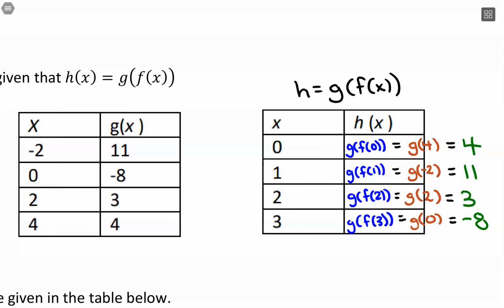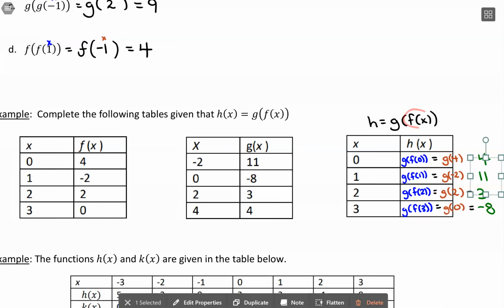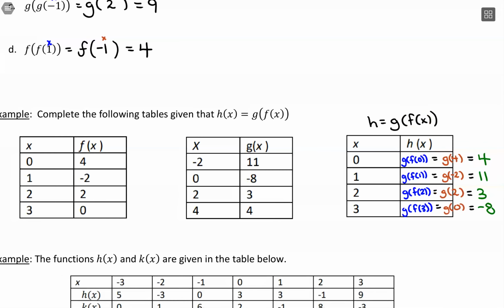Now the short way, and this is kind of a little visual, but the idea is f of x is the inside function and g is the outside function. So as we did, we started with this first table, moved to the second table, and then that gave us our answers for the third table.